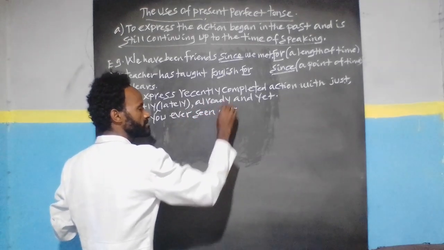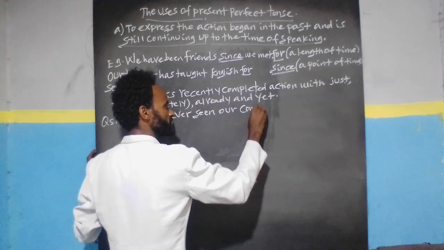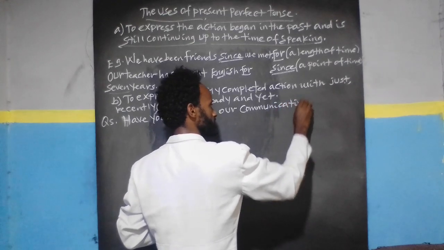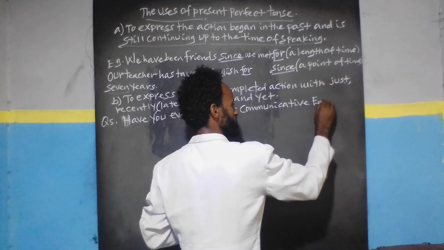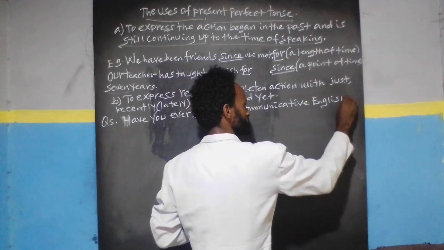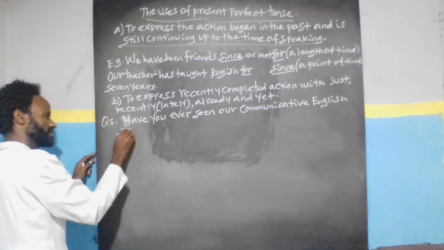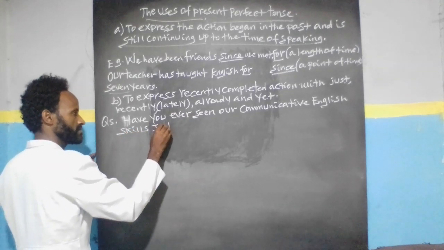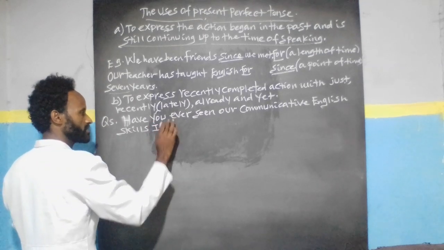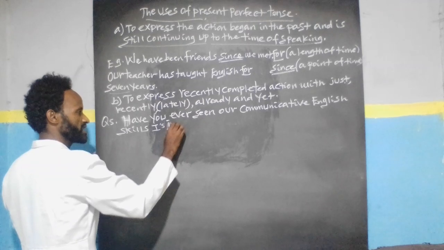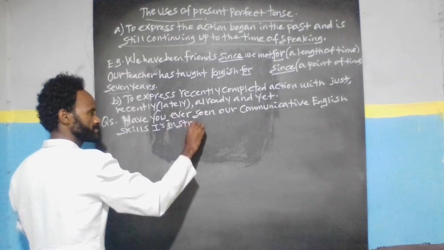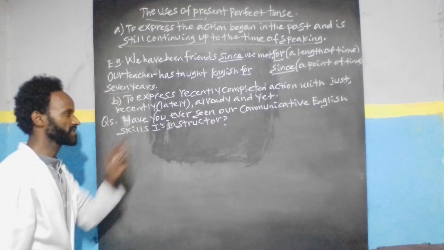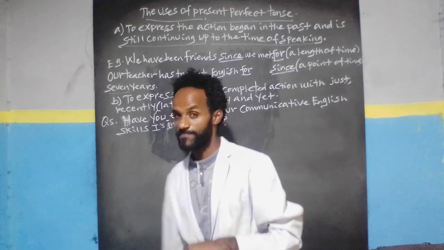our communicative English skills first instructor, let me say instructor or lecturer, instructor, then the question mark at the end of the sentence. This type of sentence is in the present perfect.